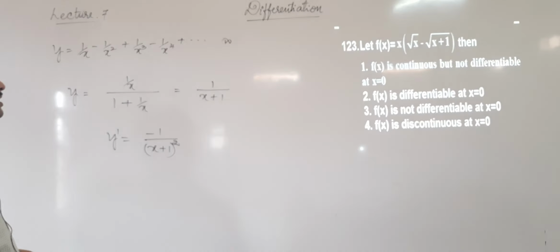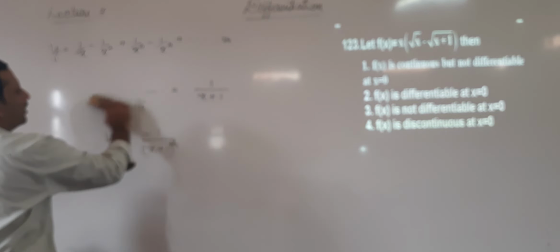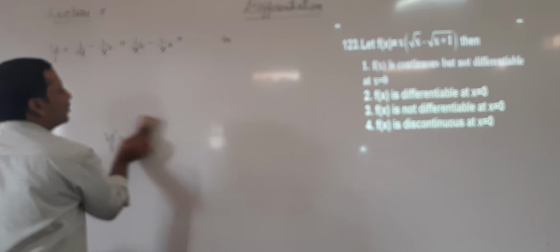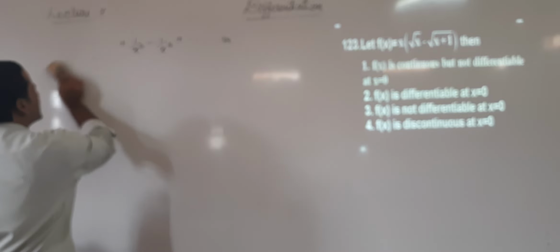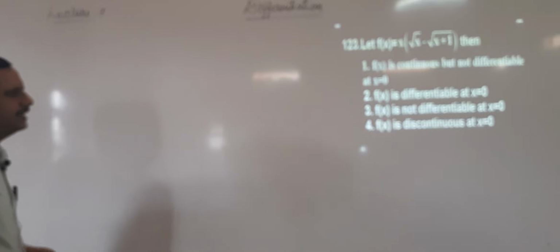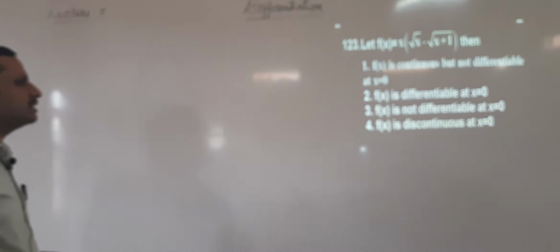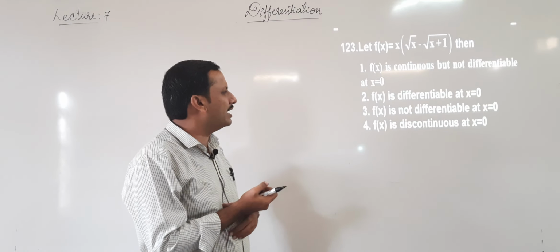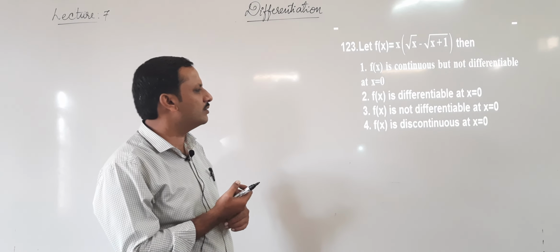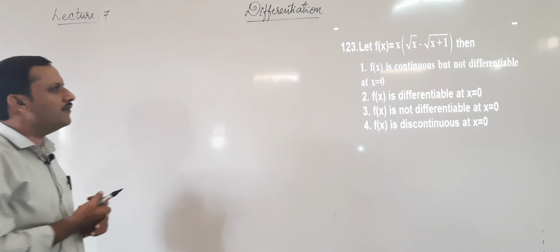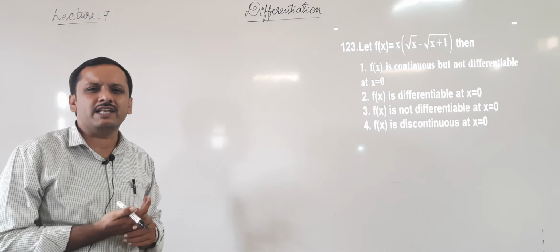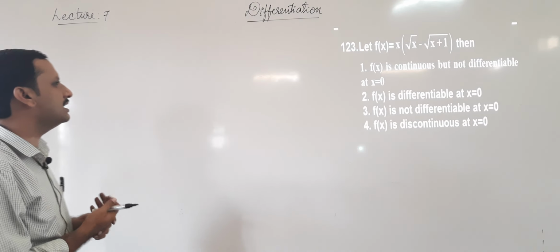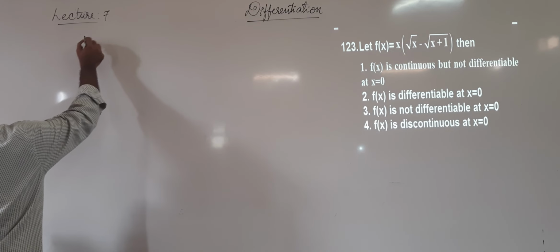123. Let f(x) is equal to x(√x − √(x + 1)). Then f(x) is continuous but not differentiable at x = 0, f(x) is differentiable at x = 0, not differentiable at 0, discontinuous at 0. So for this function we need to test the continuity and differentiability at 0. Okay, first we will test the continuity.